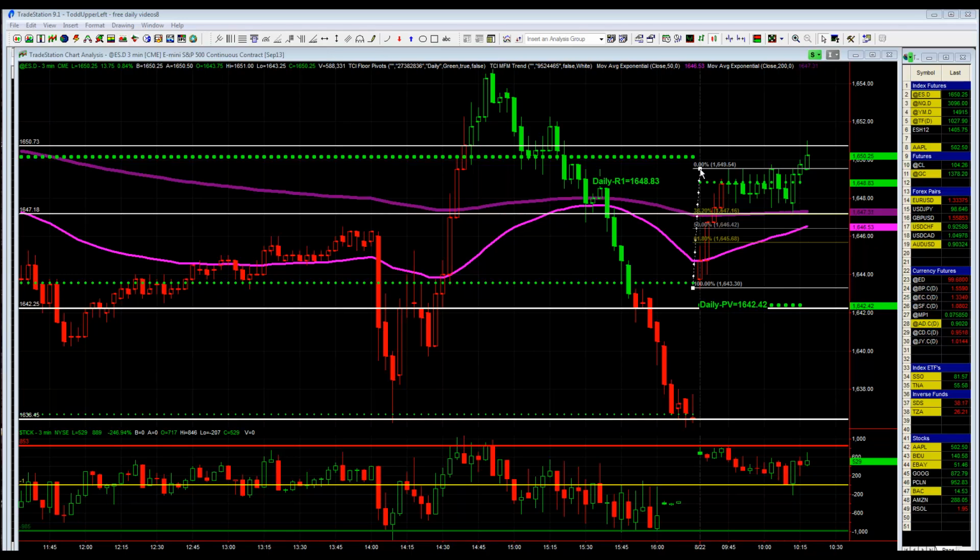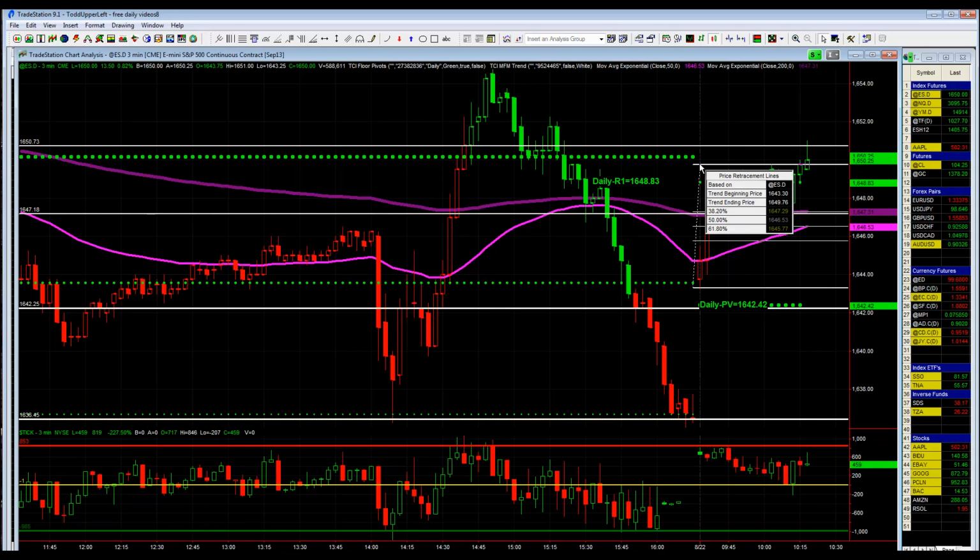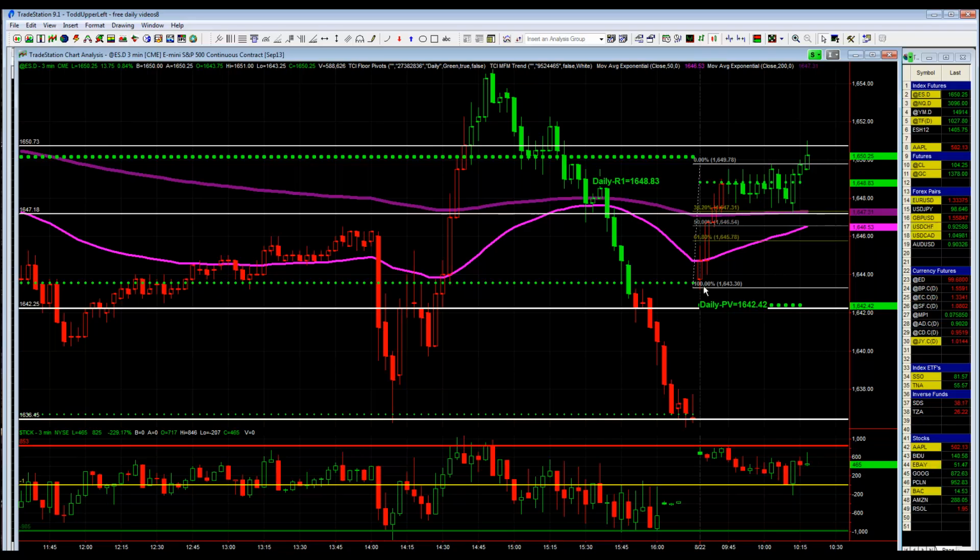to that. So since it did make a new high here, we're going to measure again from the low to that high. And this is just one of the great tools in my toolbox that I use on a daily basis to day trade this market. So again, measured from this low up to this high.